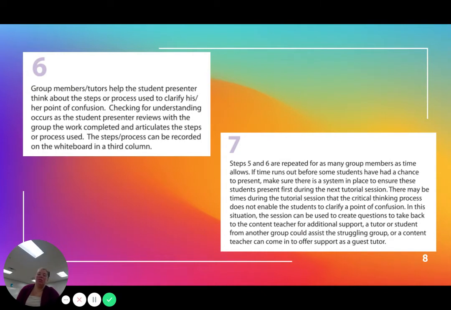Then, still during the actual tutorial process, once we've got it figured out, then we got to think about the steps, right? We're going to review the work that we did and articulate, in other words, speak and share and add information and power to the steps that you did while you were working, okay? And then step 5 and 6, step 7 is repeat, right? Lather, rinse, repeat. Do it over and over until we have the opportunity for everyone to get their voice heard and their point of confusion clarified.